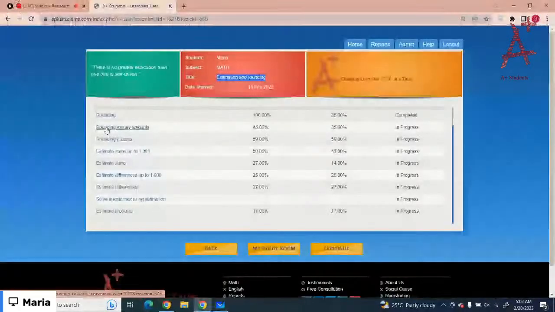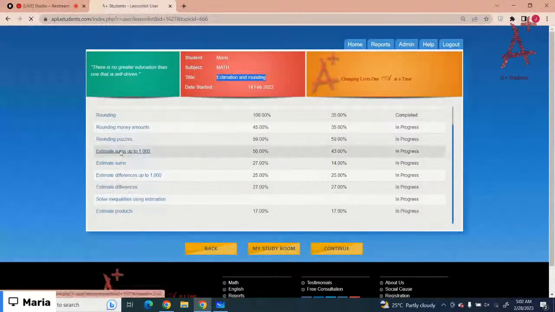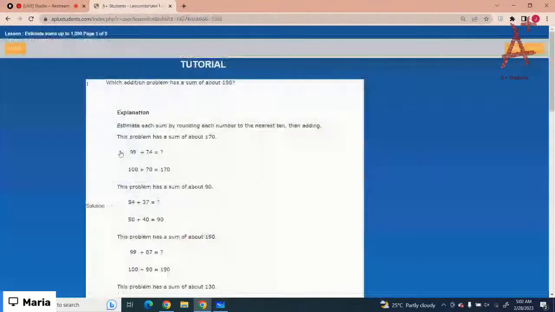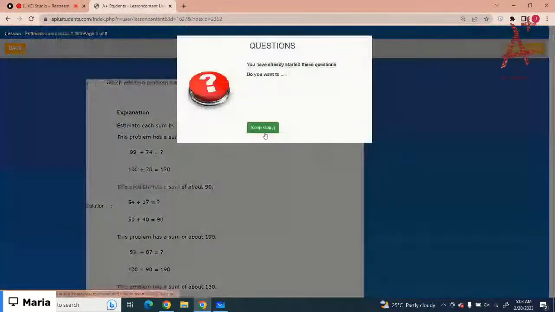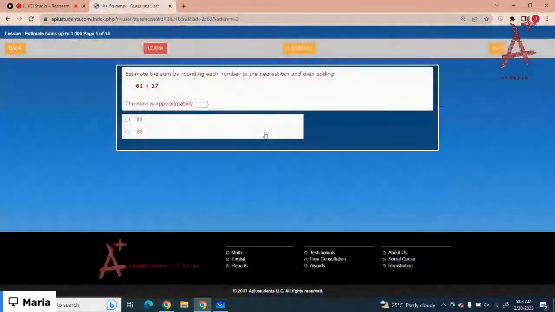Okay, here I'm on grade 3 maths. The chapter is estimation and rounding, and the lesson I'm going to start with is estimate sums up to 1000. Let's start with the practice questions, because you're not given the options in the examples, so that would be difficult to explain. Okay, let's start with this one.